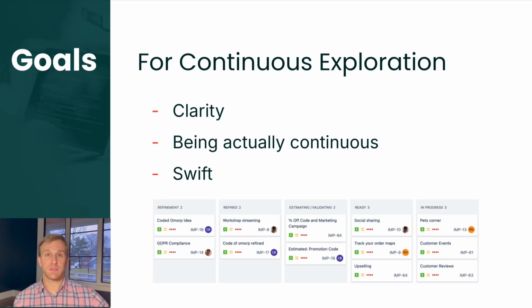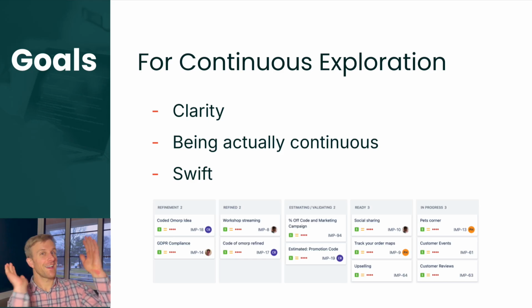Next, the continuous exploration process should actually be continuous. I'm not a huge fan of a process that works in stressful spurts at the end of a quarter. You want your process to be able to respond to change at any time. And finally, you want the process to be as swift as possible. You want to get just as much alignment as you need to make a good decision, not so much you fall down a waterfall development process.